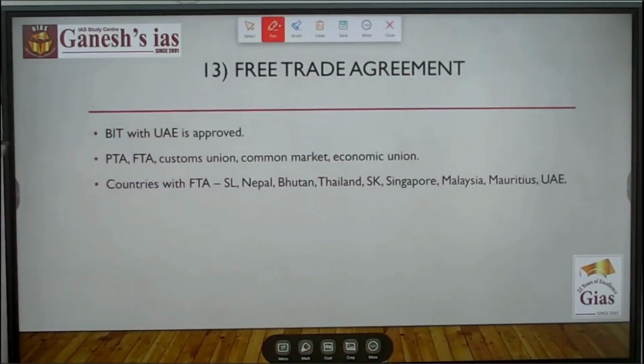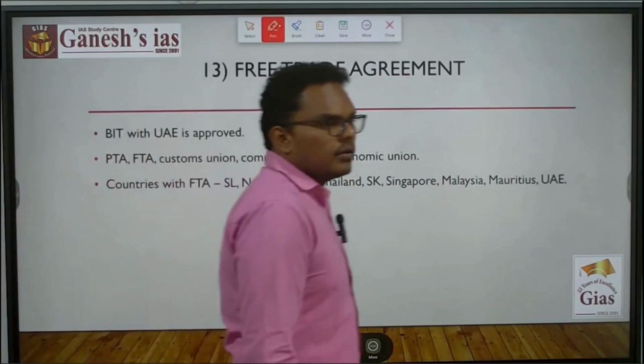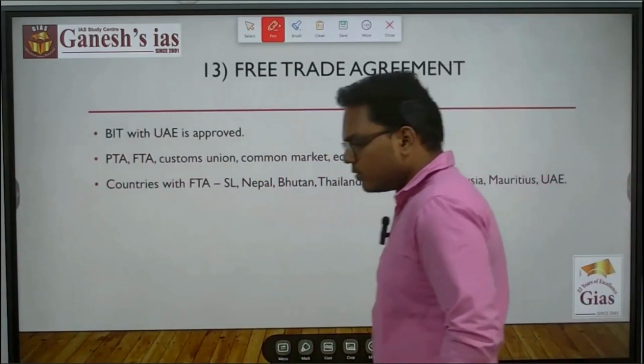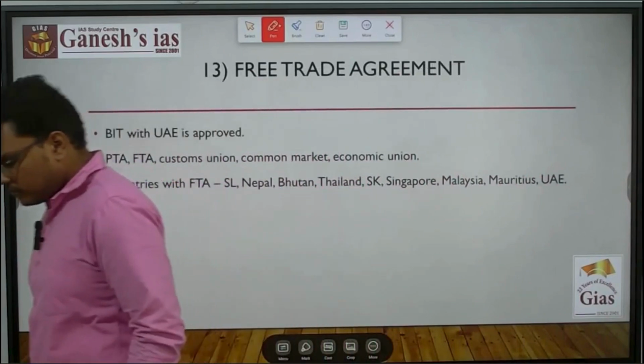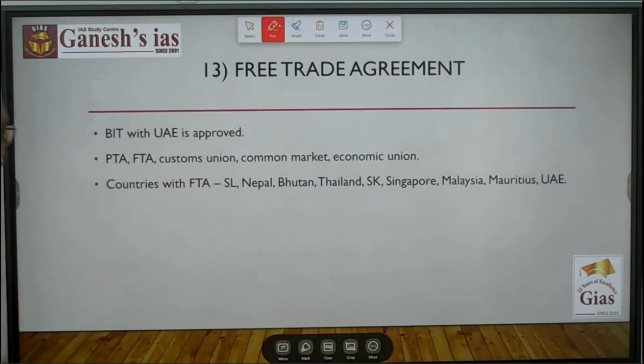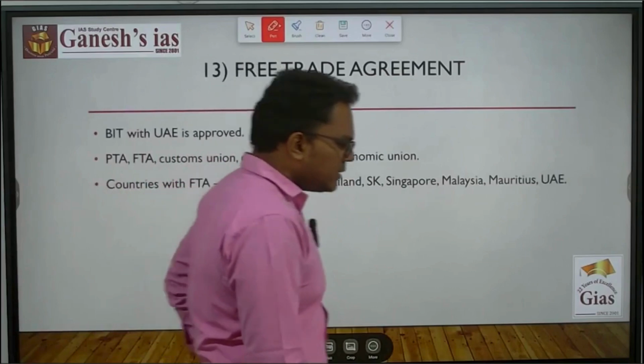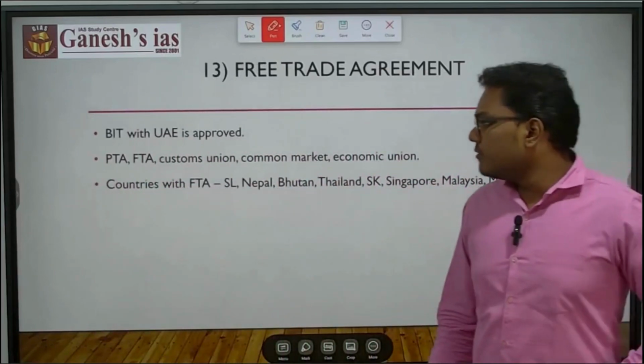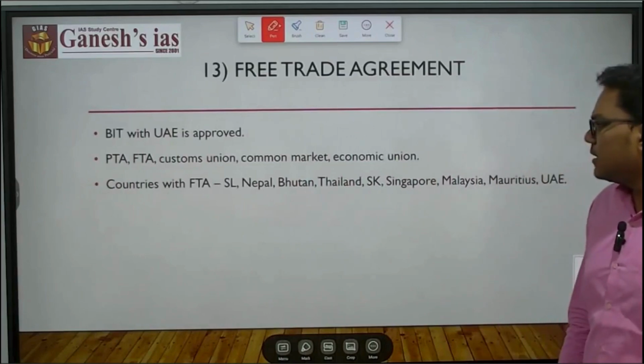First, it is your preferential trade agreement, then your free trade agreement, then comes your customs union, monetary union, and then your economic union. So you need to know what the differences are between these different stages of economic integration.